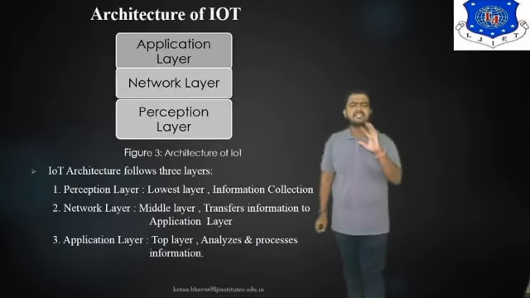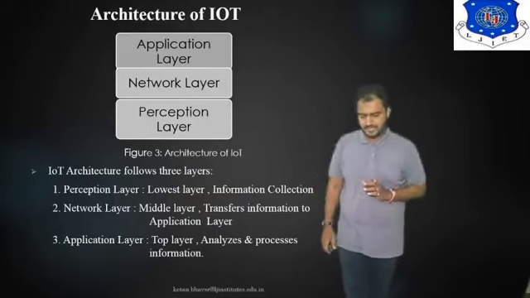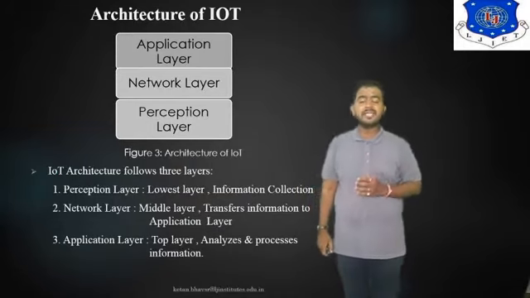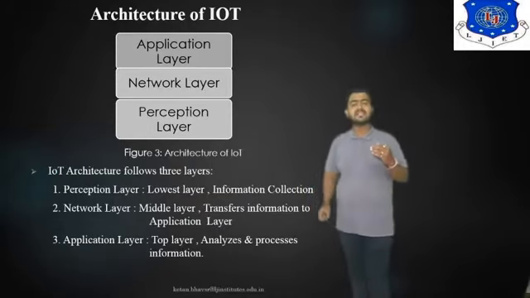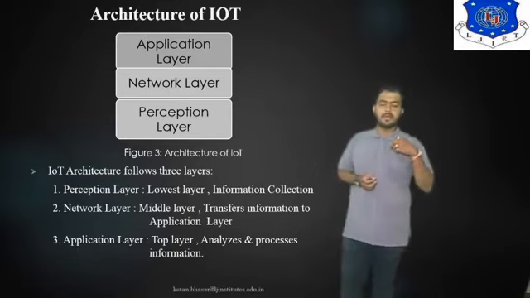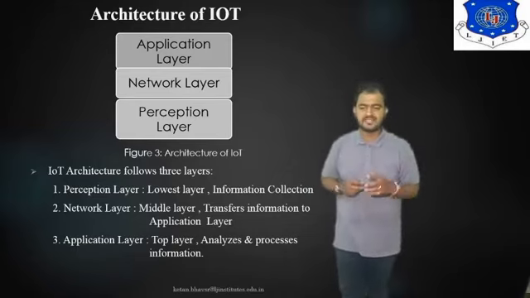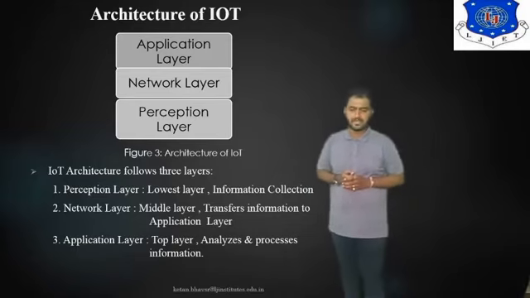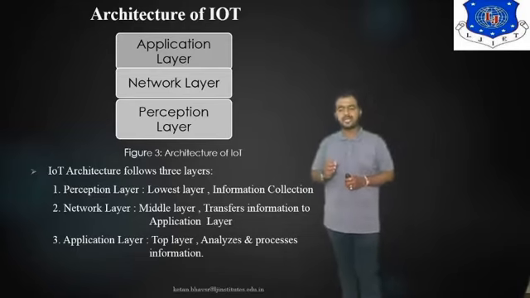Now we're talking about the basic architecture of IoT. The basic architecture of IoT covers three main layers: application layer, network layer, and perception layer. You can see this particular diagram, the IoT architecture with three layers.